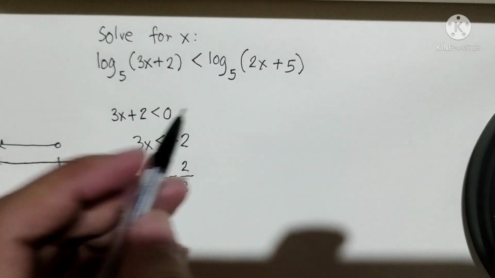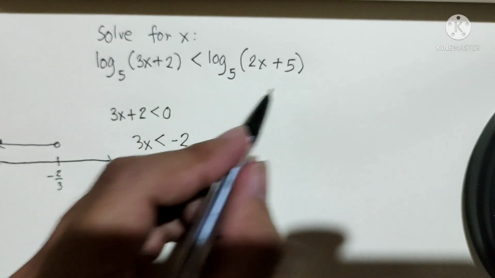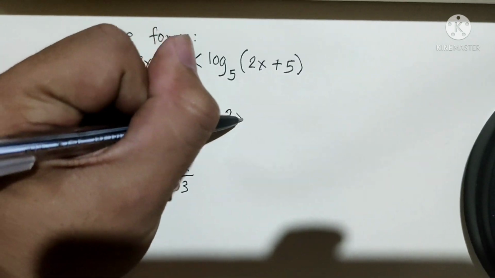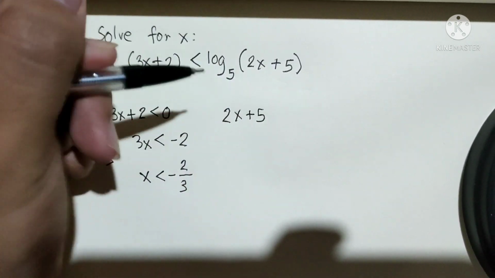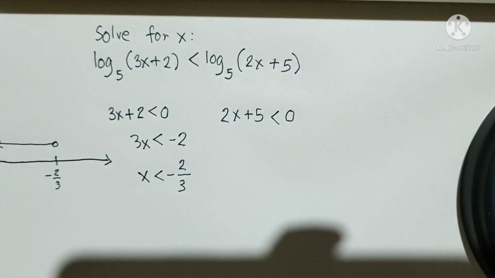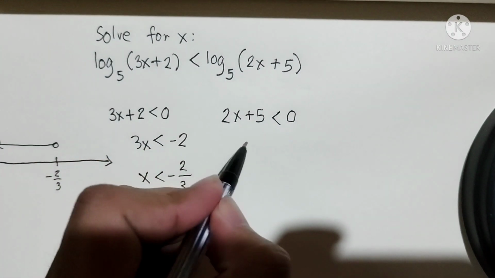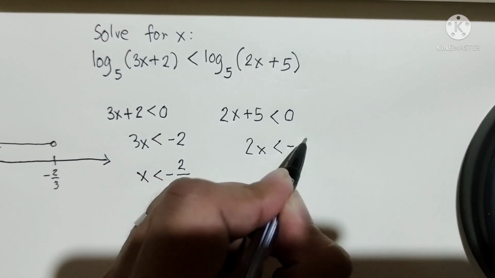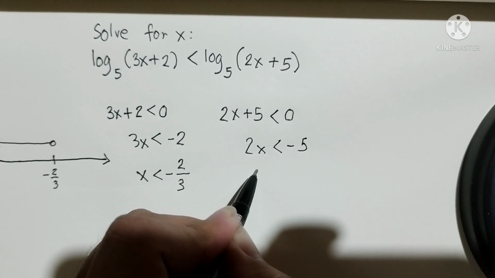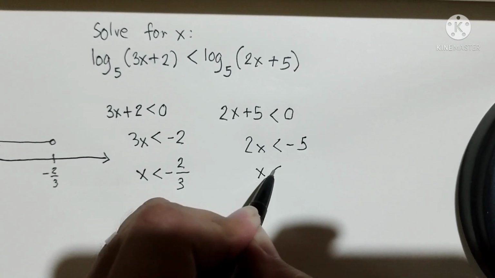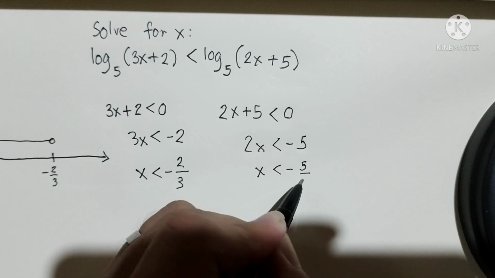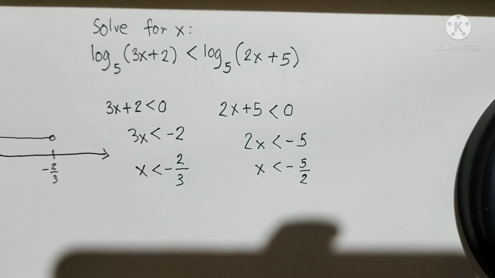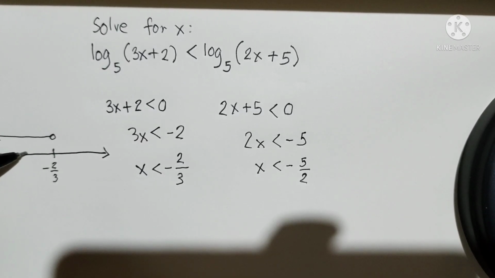Another, we will also consider yung 2x plus 5. Dapat yung 2x plus 5 na yan, hindi yan mag 0 pababa or 0 or negative. So, to solve for x, lilipat natin si 5 sa right, magiging negative 5. So, dividing both sides by 2, we will have x is negative 5 over 2. So, si x is less than negative 5 over 2 ay nandito naman yan.